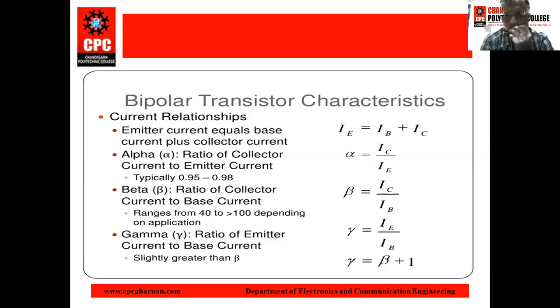These are the three characteristics. The main formula is IE is equal to IB plus IC, and alpha is equal to IC upon IE, beta is equal to IC upon IB, and gamma is equal to IE upon IB.